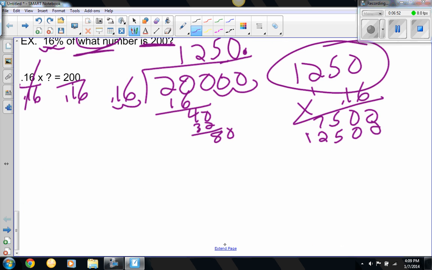I need to make my page longer. Put your decimals in. Look at that, 200. So that's how you know it's correct.